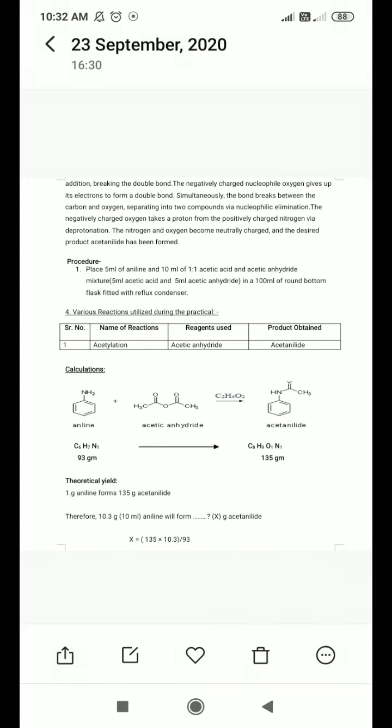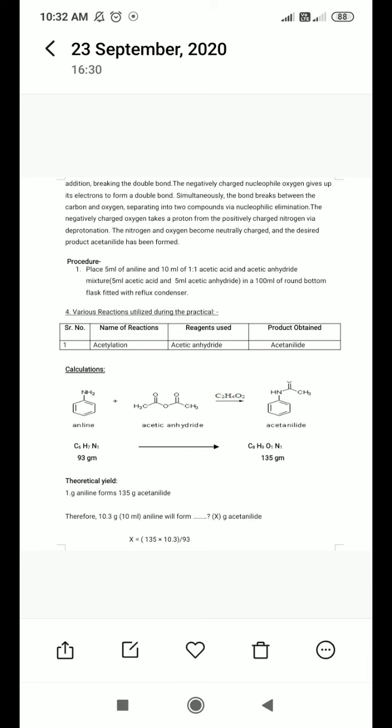Now we will learn the calculation part, means how to calculate our yield, whether our yield is 70%, 80%, 100%. Now what is the molecular weight of aniline? Aniline is your starting material. Molecular weight is 93 gram. And the molecular weight of your product is 135 gram. Now we have to calculate the theoretical yield. 1 mole aniline forms 135 gram acetanilide. Means from this aniline we will get 135 gram of acetanilide.